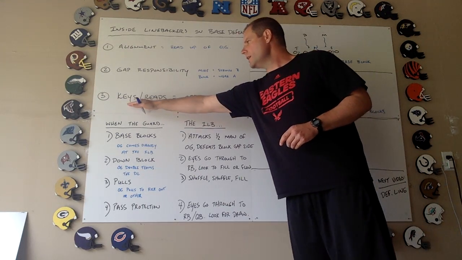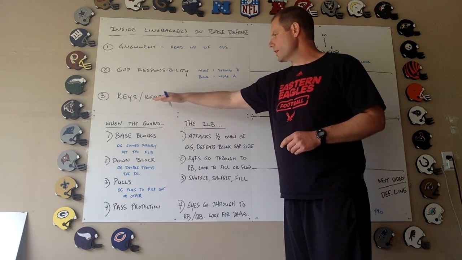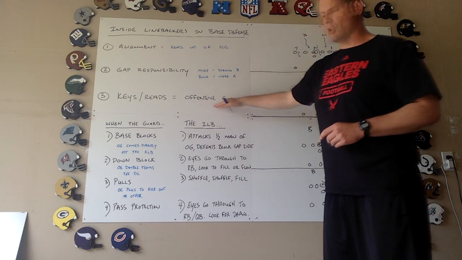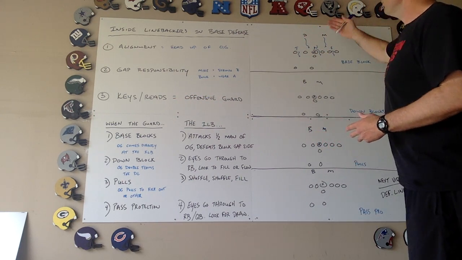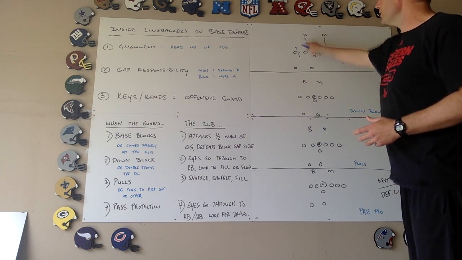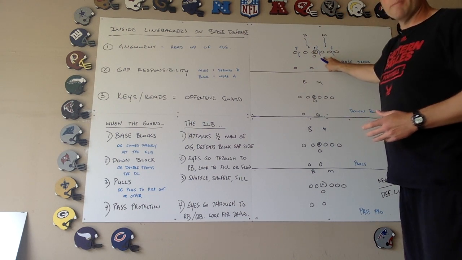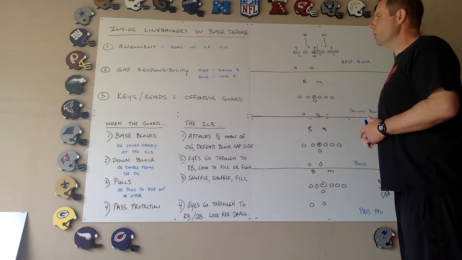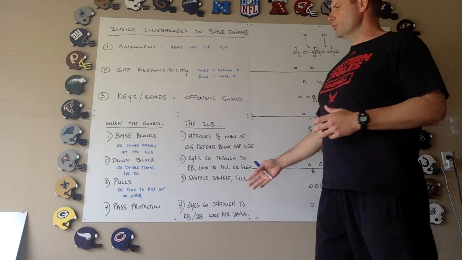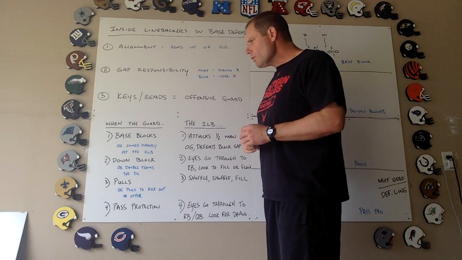Now, what are we looking at? What are our keys and what are our reads? So our inside linebackers are actually reading the offensive guard that they're directly in front of. Okay? So you're 4 yards off the line of scrimmage, but you're simply staring down the offensive guard that's right in front of you. And then basically he's going to tell you what your reaction should be. So we'll go through those four things right now.